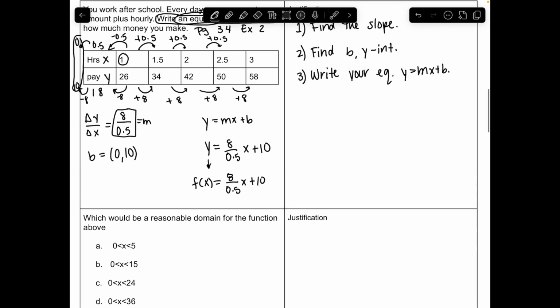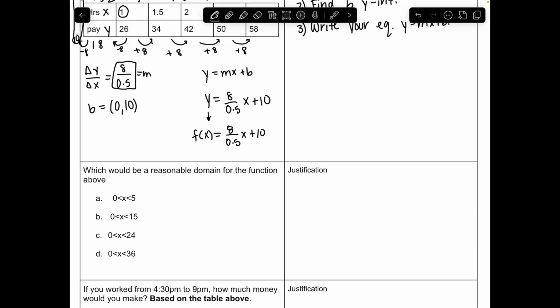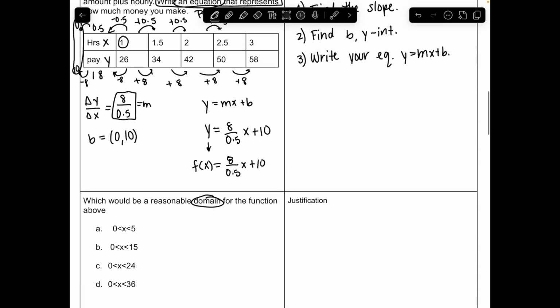So now let's look here. This problem right here, which would be a reasonable domain for the function. So what's the domain? Domain here in this table is the hours, okay? What's the reasonable hours to work after school? So this is saying from 0 to 5 hours. This is 0 to 15 hours. 0 to 24 hours.